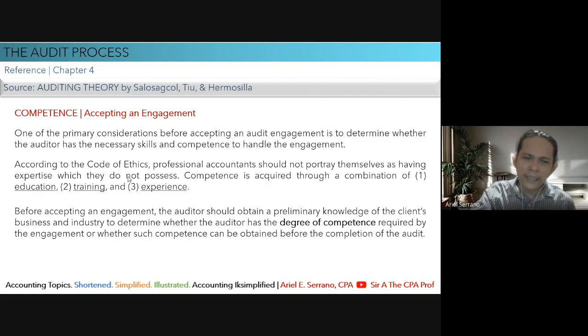Now, before accepting an engagement, the auditor should obtain a preliminary knowledge of the client's business and industry to determine whether the auditor has the degree of competence. Mayroong bagong kliyente? Will we accept? Tatanggapin ba natin yon? Dapat meron tayong preliminary knowledge. Understand ng client, of its business, its industry. Are we familiar with that? And usually, pag mga auditing firms, group of auditors, normally, they have the necessary experience, skills, trainings, education, proficiency para makatanggap ng mga work na yon. Matanggap yung mga kliyente na bago.